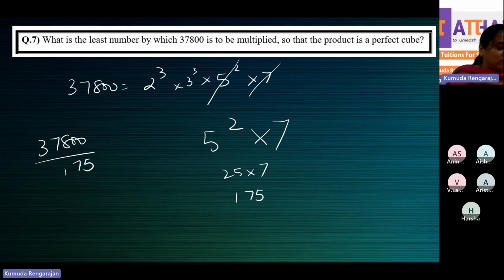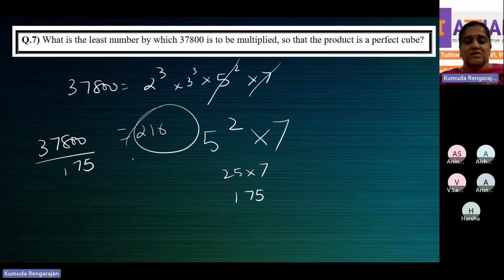And what is the quotient? I'm using the calculator. 37,800 divided by 175 is 216. And you can see that the quotient is a perfect cube, 6 cubed.